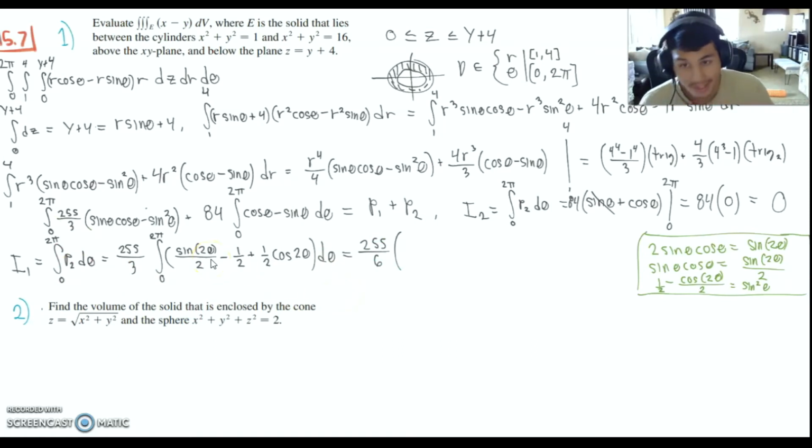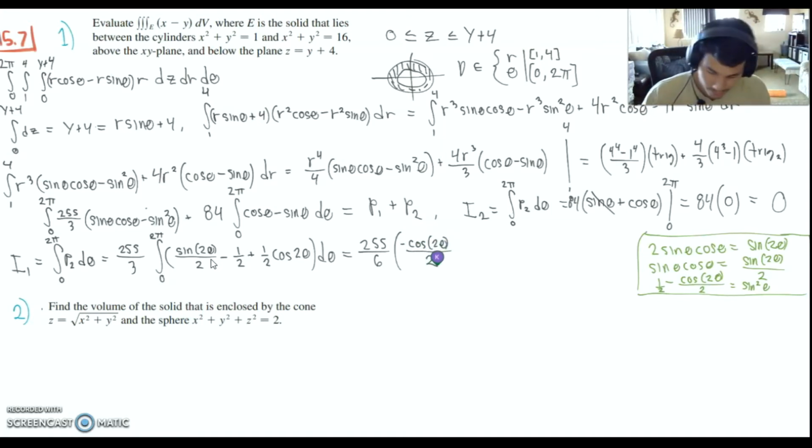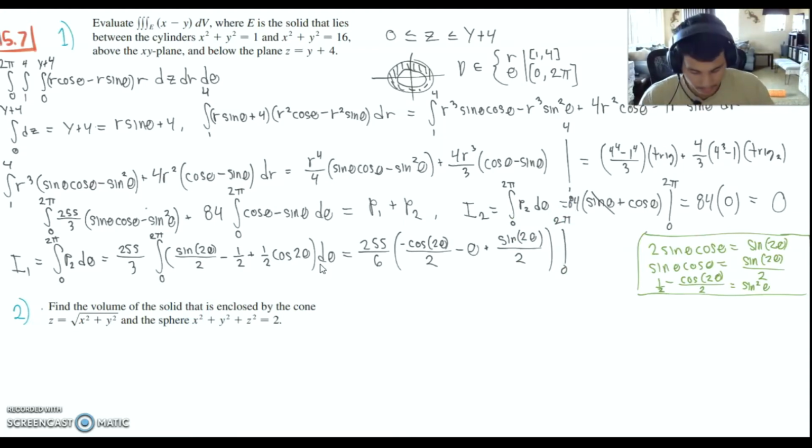And then the antiderivative of sine 2 theta will be negative cosine 2 theta divided by 2. The antiderivative of 1, because I put the 2 on the outside, is minus theta. The antiderivative of cosine 2 theta would be sine 2 theta divided by 2. All this is from 2 pi to 0. Now we just need to evaluate all this junk.